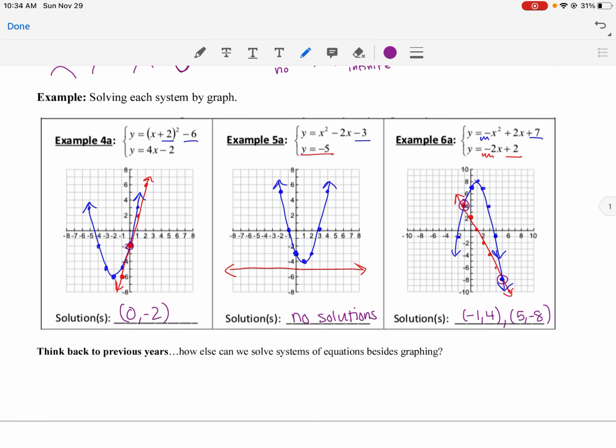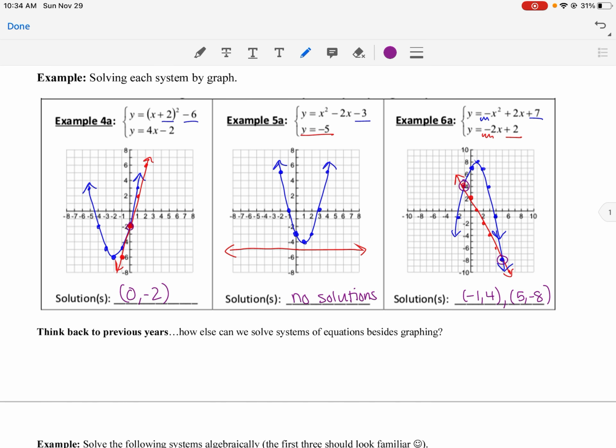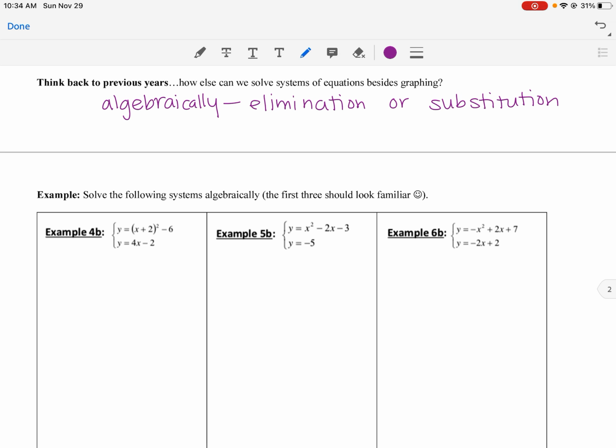Okay, we're done with graphing. You can always use the graphs to go ahead and check your answers. It's a good method to know. But let's think back to previous years. How else did we solve systems of equations besides graphing? The other way we solved systems of equations is algebraically, using elimination or substitution. I'll go through one of each and then you can decide which one you like better.